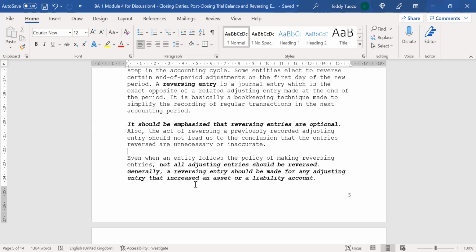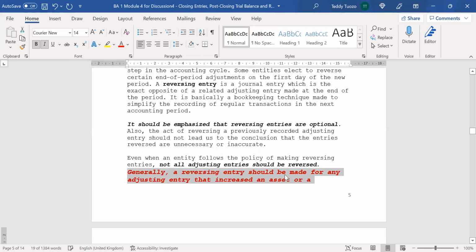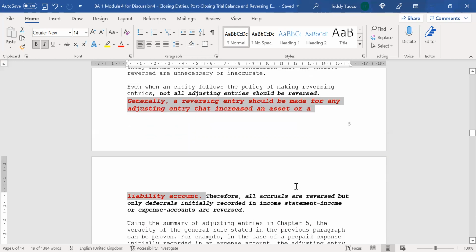Dili tanan. Ang i-reverse ra, you have to take note of that. I have to change it to green. I-bold ko gamay because this should be your basis in choosing among those that we prepared as adjusting entries to be reversed for the next accounting period. Generally, a reversing entry should be made for any adjusting entry that increased an asset or a liability.